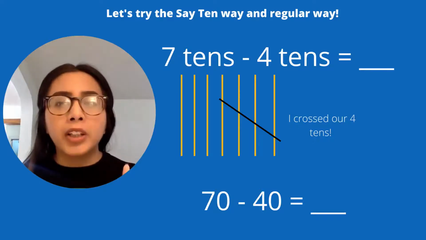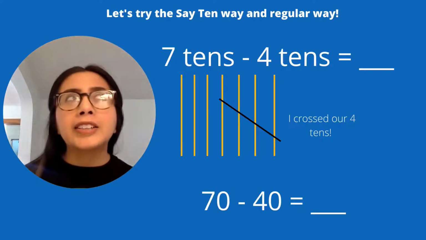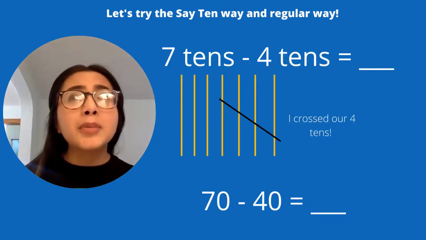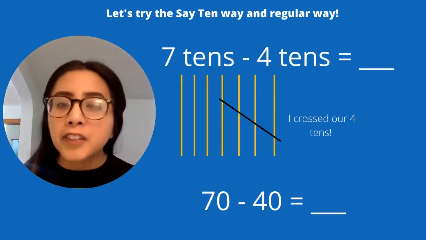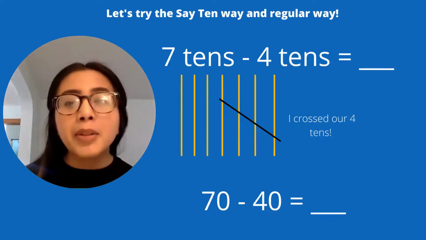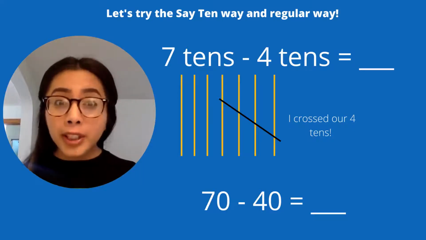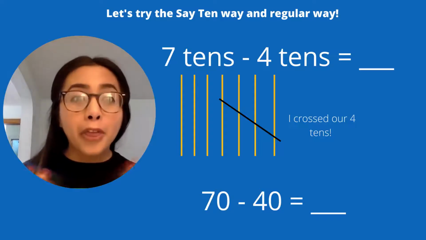And now let's see if we can solve 70 minus 40 even easier. If earlier I said 7 tens minus 4 tens equals 3 tens, it seems to me that 70 minus 40 gives me 30. Because remember, I can say either 3 tens or I can say 30.